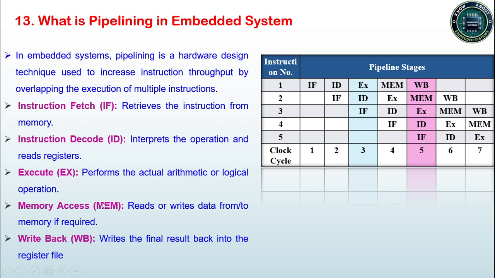Then the fourth step, memory access. Whenever you want to interact with the memory, we have to go for a memory operation. The memory operation is used to read or write data from or to the memory. Finally, write back. Write back means the final result you got will be written back to the register file. In embedded systems, most controllers go with either three-stage or five-stage pipelining to increase execution speed.